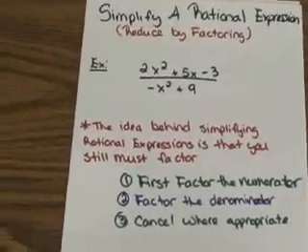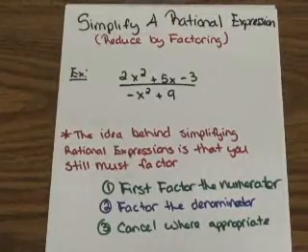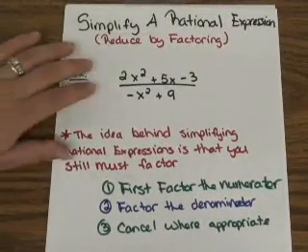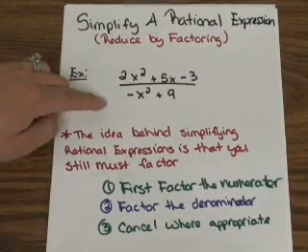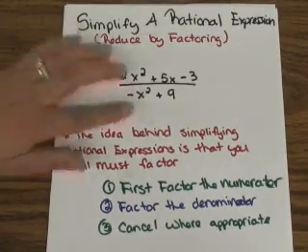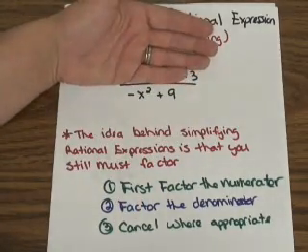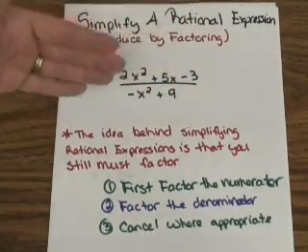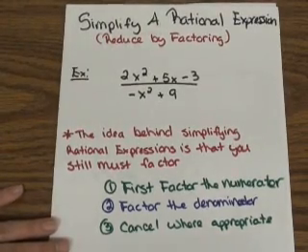When simplifying rational expressions, it's important to remember that you're actually going to factor first. This is an example of a rational expression. You have a polynomial in the numerator and a polynomial in the denominator. What we're going to do is factor the top as if it was alone, and then factor the bottom as if that was alone. After we factor the top and the bottom, we should be able to cancel something within our fraction.